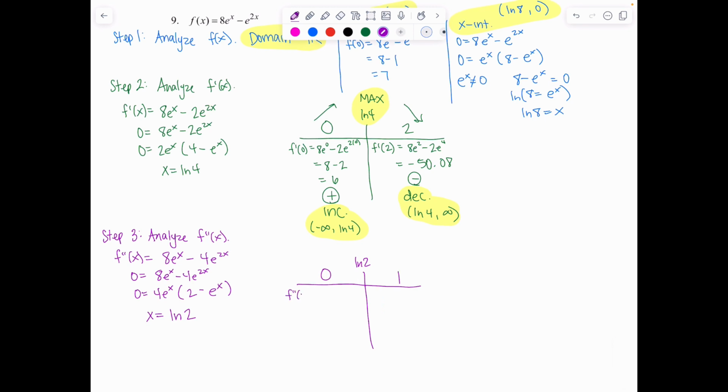Our second derivative at 0, 8e to the 0 minus 4e to the 2 times 0. 8 minus 4 equals 4, positive, concave up. F double prime of 1 is going to be 8e to the 1 minus 4e to the 2. So we'll get negative 7.81, negative, concave down. So it goes from concave up to concave down. So we have an inflection here.